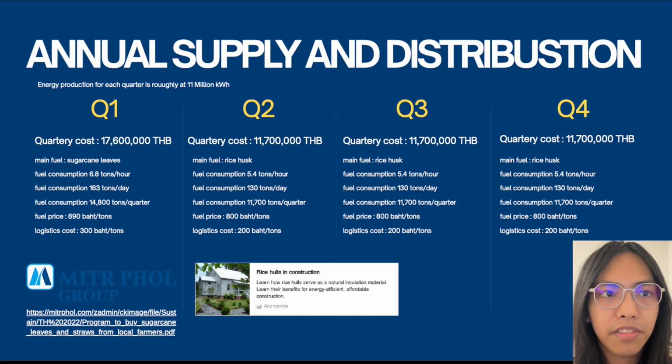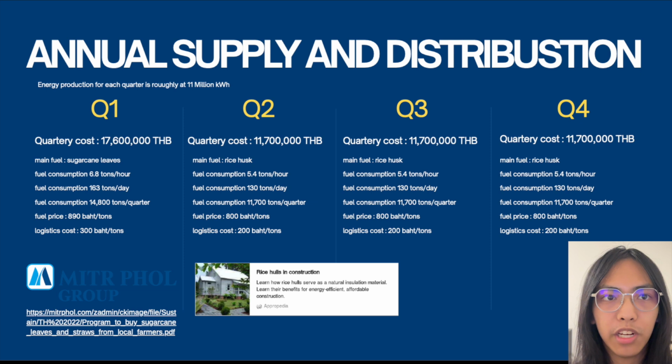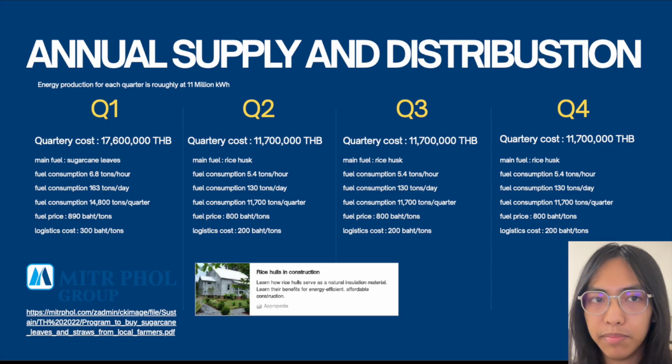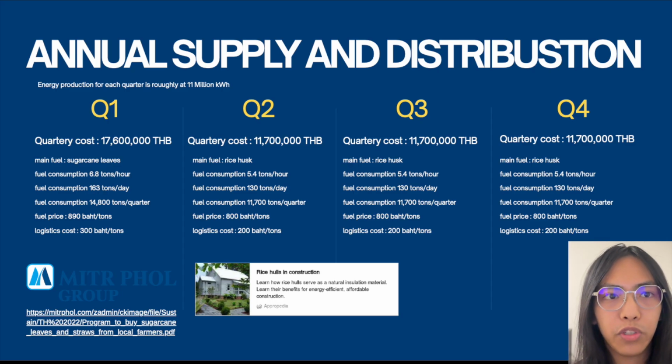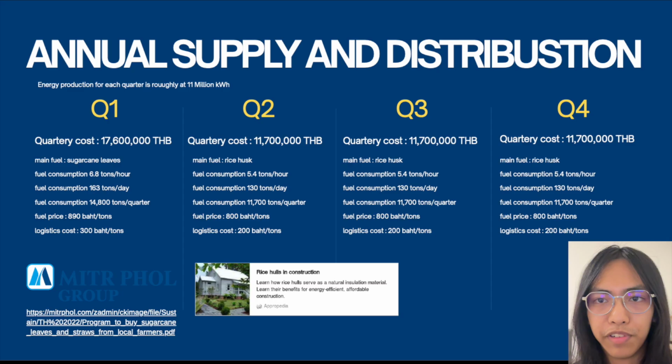For the fuel price, we get around 890 baht per ton, with the price reference from Mitr Phol Group, who bought for 890 baht per ton. So to produce 11 million kilowatt hours per quarter, we need roughly 14,800 tons per quarter of sugarcane leaves, with a logistic cost of 300 baht per ton. So it came out to 17,600,000 baht for the first quarter.